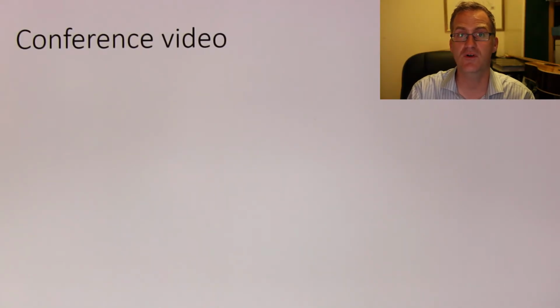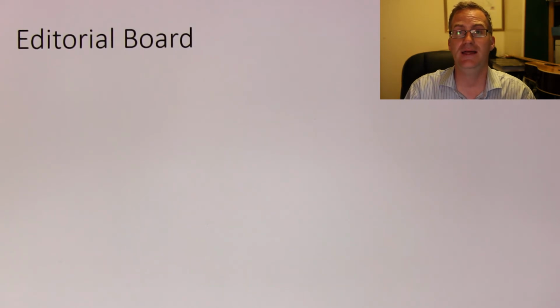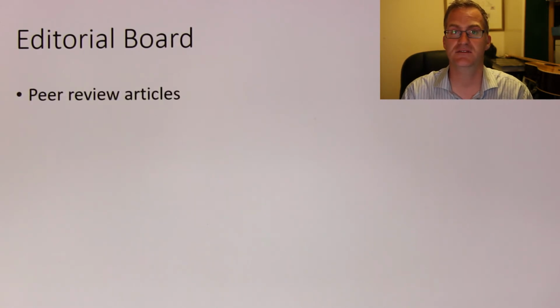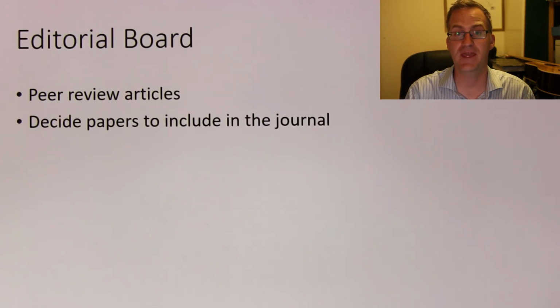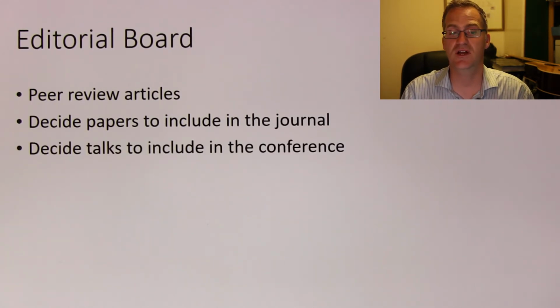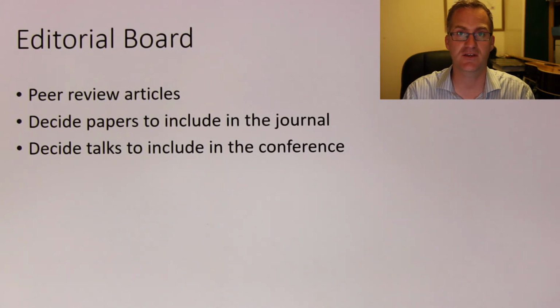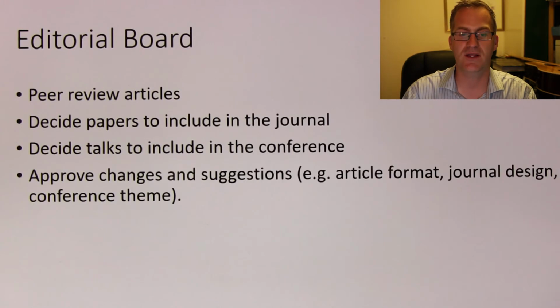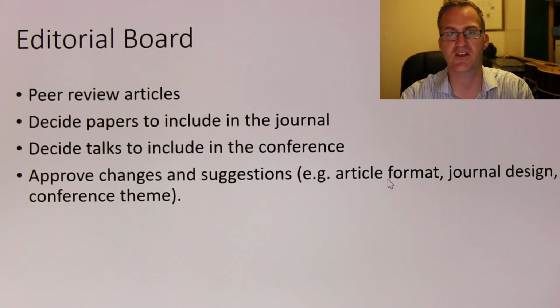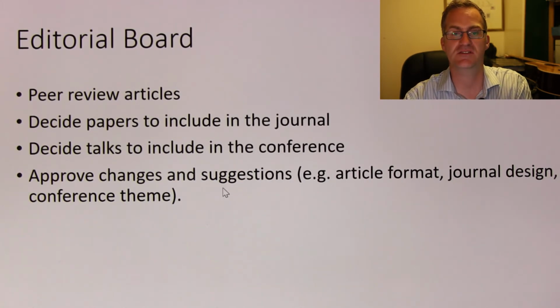So there you've heard more of what InForm is all about. And I'd just like to say now a bit about how it's run. So we have the editorial board, and the board reviews articles, and we get together and then we decide the papers to include in the journal after discussion, and also make decisions on deciding what talks to include in the conference, as well as other decisions like the conference theme, the format issues with the journal and the design of the journal. Any big changes that take place for InForm go through the editorial board.